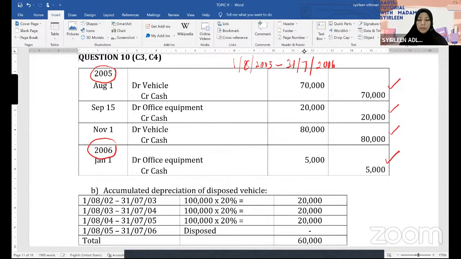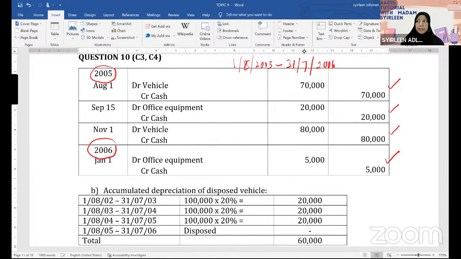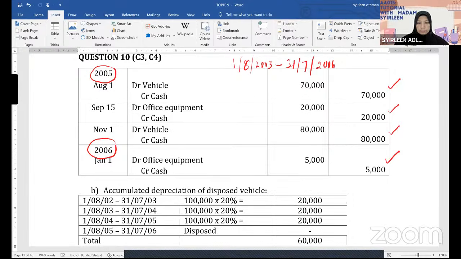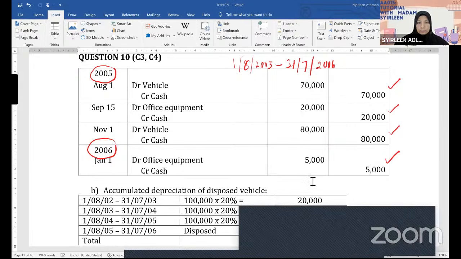Now I am going to record the accumulated depreciation because the car has now had an accident. When I bought the car, in the question it says I bought the asset on 1 April 2003.